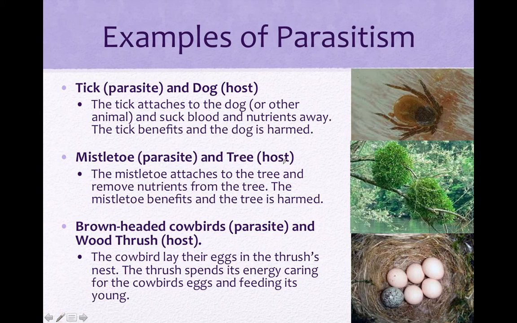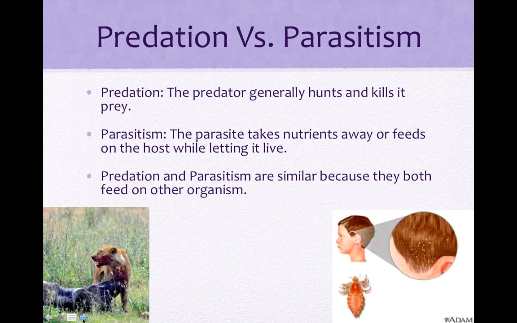Parasites come in, they infect a host, and when they infect a host, they kill it. And so a tick is a parasite and a dog is the host. A tick attaches to the dog and it sucks blood and steals the nutrients away, and the tick will end up being benefited. The dog is obviously being harmed during this time. So you can write one of these down for parasitism.